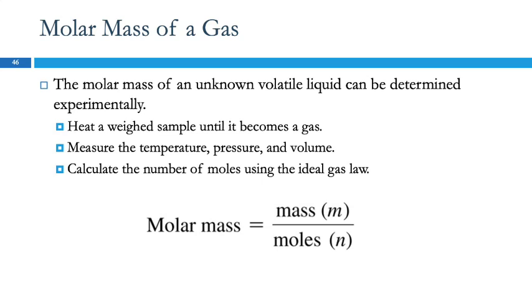So to find the molar mass of an unknown volatile liquid, you'll take a weighed sample and heat it until it becomes a gas. So you know the mass of it as a liquid, then you heat it until it all becomes a gas, and then you can measure the temperature, pressure, and volume of the gas, and that gives you the information that you need to calculate the moles of gas. Knowing the moles of gas, and you already measured the mass, you can calculate the molar mass.